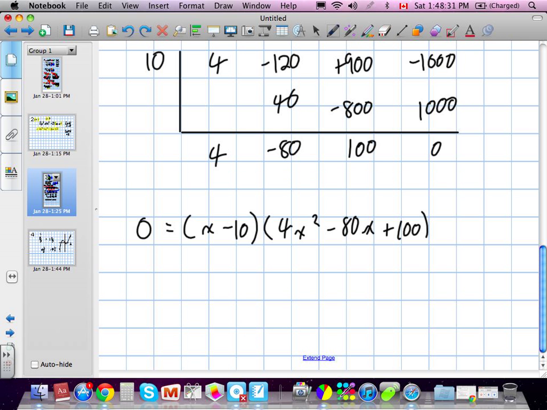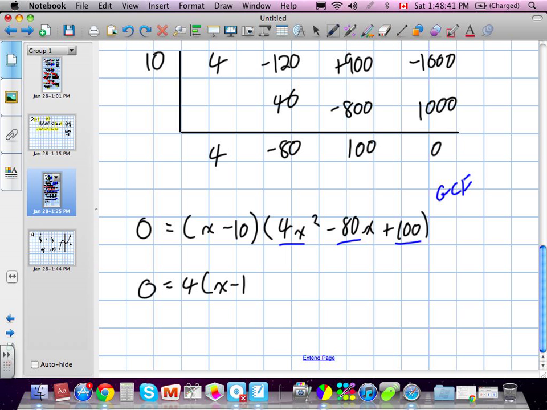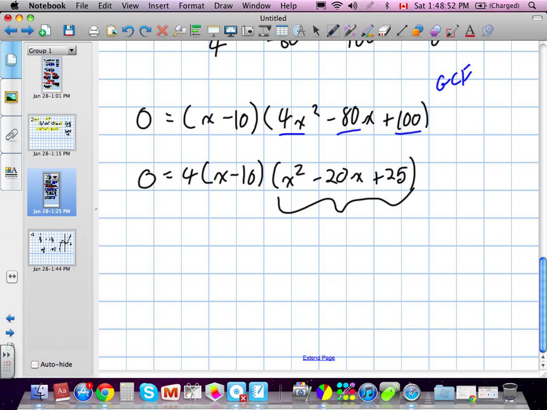All right. Again, you can take that greatest common factor out here. So we take 4 out of all of these terms. So we get 0 equals 4 times x minus 10 times x squared minus 20x plus 25. And in order to factor this part, quadratic equation. So x is equal to negative 20, because that's our b. Do you remember the quadratic formula? Yeah.